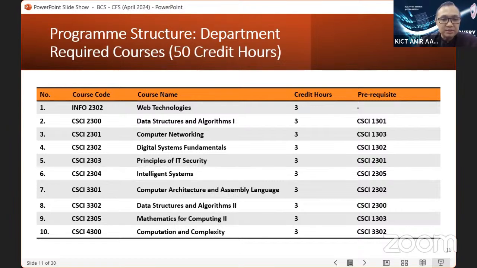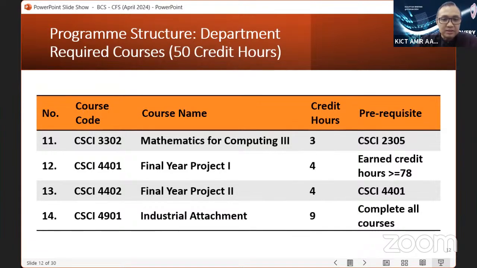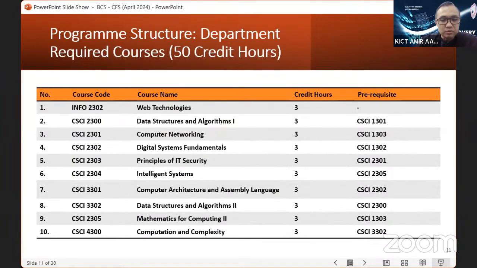But when you go to Computer Science, there are courses that are tailored to Computer Science, for example, Digital System Fundamentals, Intelligent Systems, which looks into AI and so on. And also we have Computer Architecture and Assembly Language. So you go deeper into the technical knowledge of computing if you go into Computer Science. Even for Data Structures and Algorithm, we go into advanced topics with Data Structures and Algorithm 2. And you will have another 2 courses for math, which are Math for Computing 2 and Math for Computing 3 here. Okay, so there will be 2 more math courses.